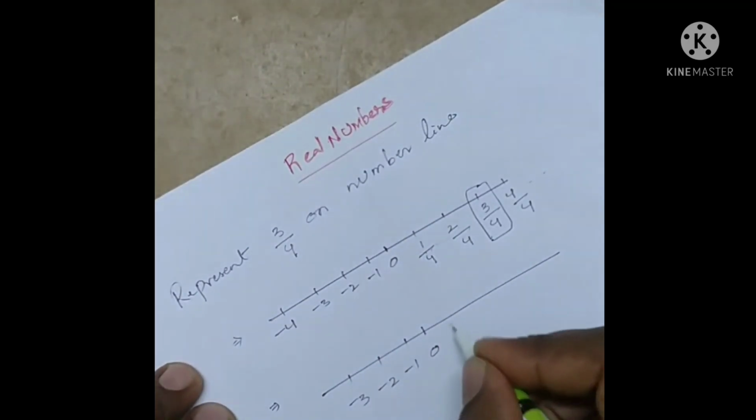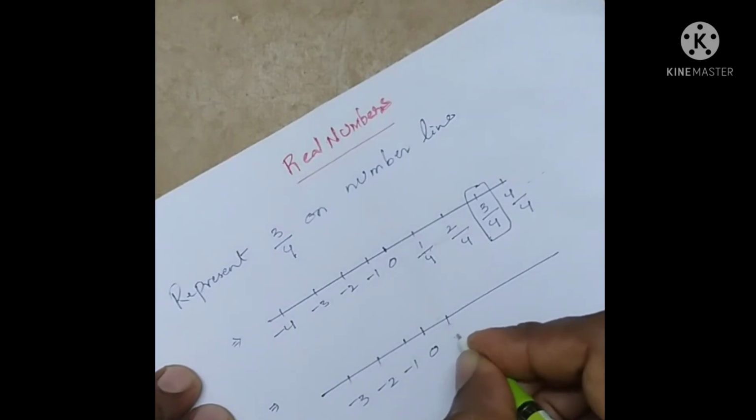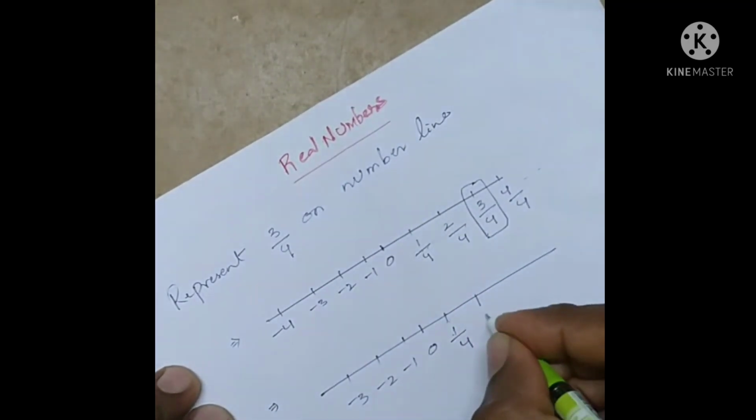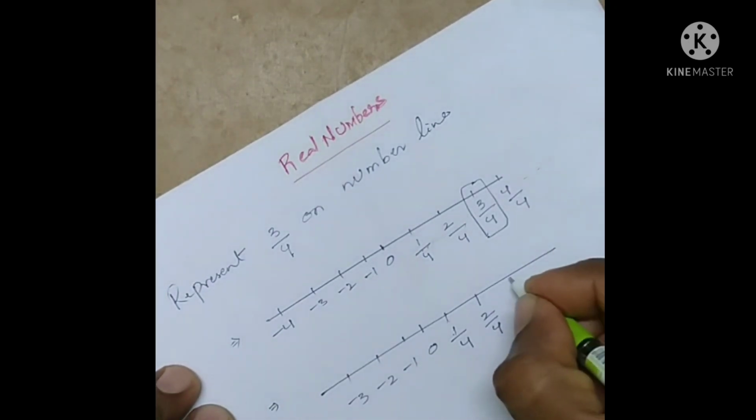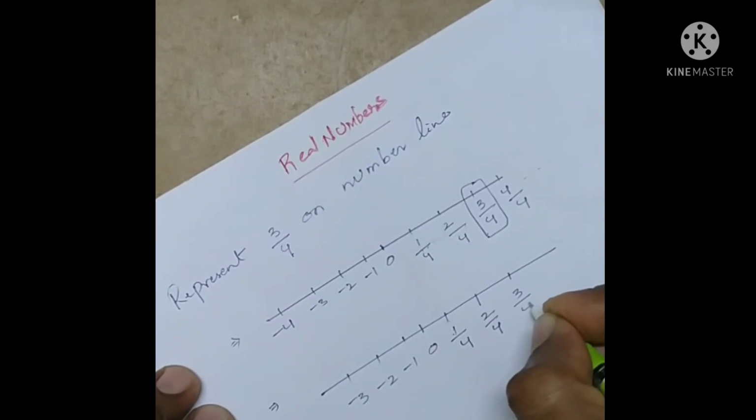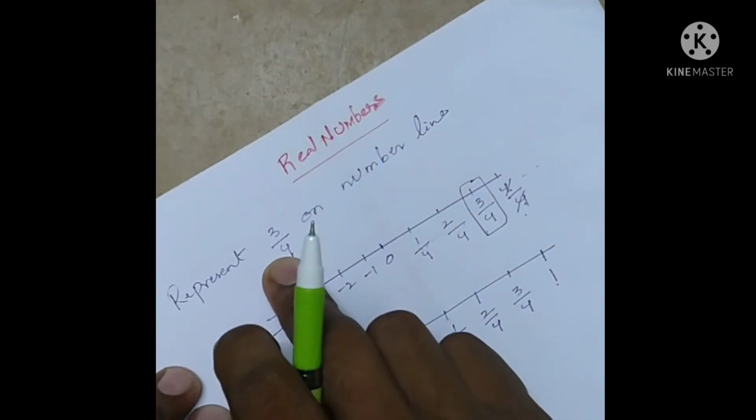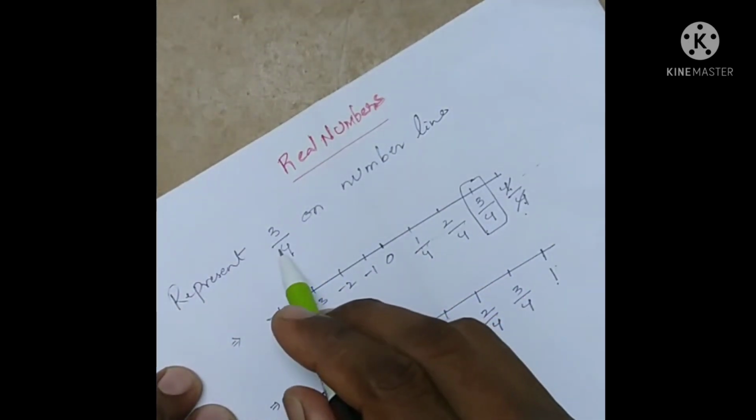So here 1 by 4. 1 by 4 means 0.25, right? 2 by 4 means 0.5, right? So here 3 by 4. Here 4 by 4 means the value is 1, right? So here proper fraction values are always in between 0 and 1. This is a proper fraction, right?